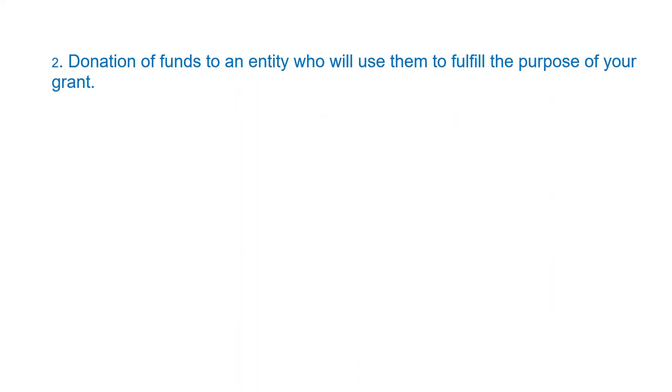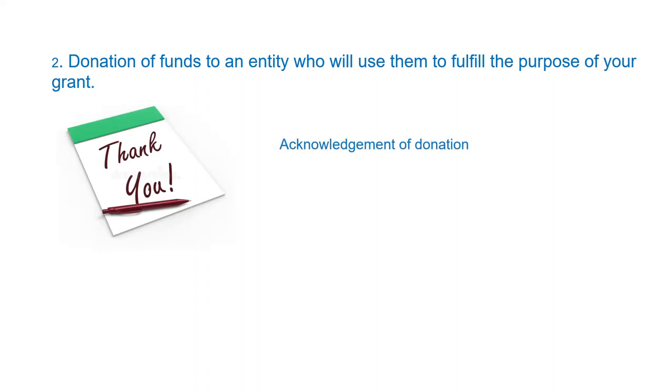The second way is you donate money to an organization who will use it to purchase items that will fulfill the purpose of your grant. For example, you donate money to the Y, which has a program of buying shoes for kids as they go back to school. In this case, the expense receipt will be an acknowledgement from the organization receiving the donation, often a letter of thanks, specifying the amount of money they received, the use to which it will be put, and naming your club as the donor.